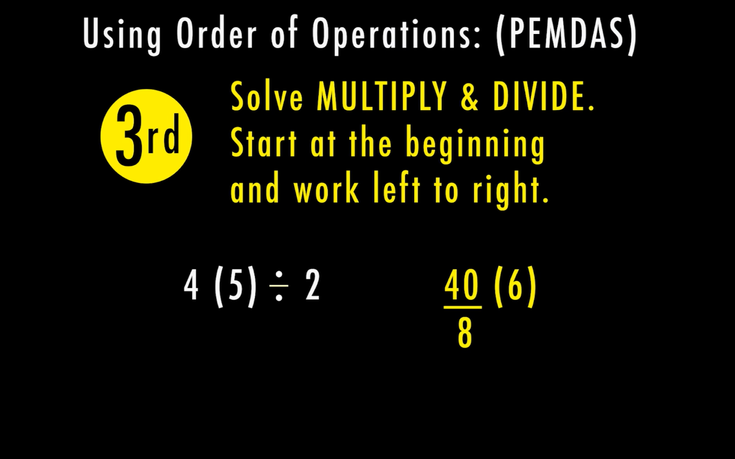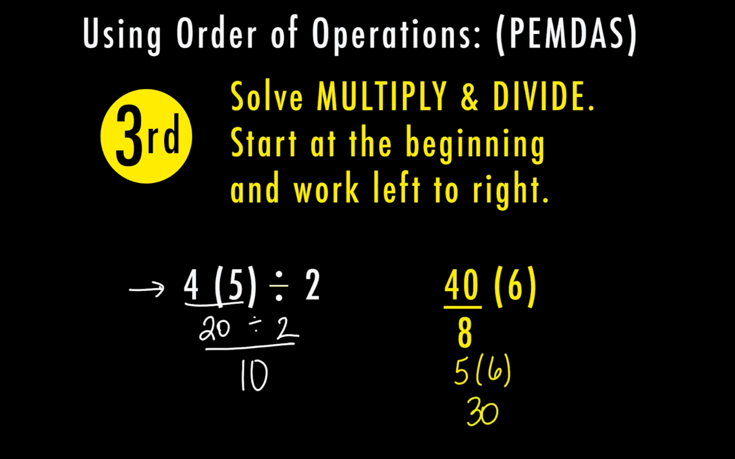For this one, I'm going to work left to right. I'm going to do 4 times 5, which is 20, and then divide that by 2, which equals 10. For the second one, now I have division first, so I'm going to do 40 divided by 8, which is 5, and then 5 times 6, which equals 30. So for the first problem, 10 would take the place of 4 times 5 divided by 2 in the next step of this entire process. And in this case, 30 would take the place of the second expression in the next step.